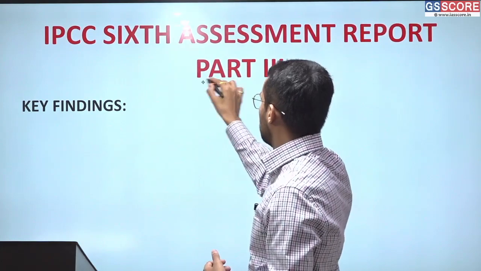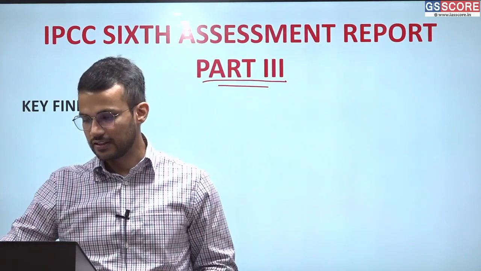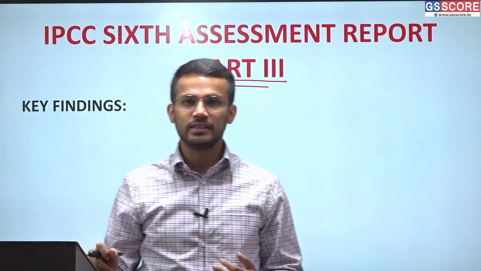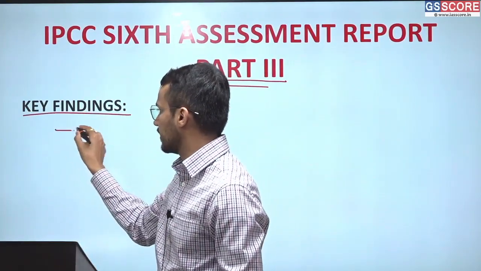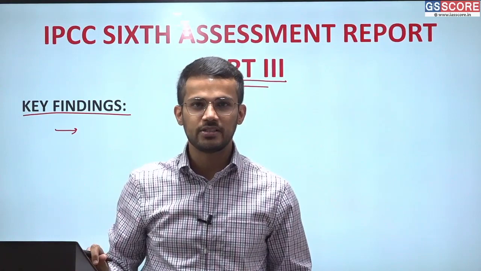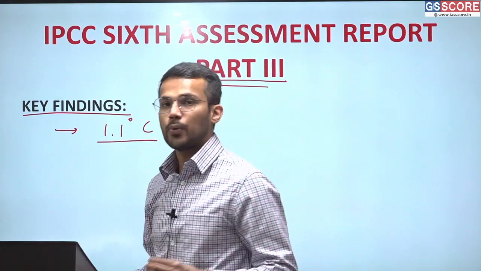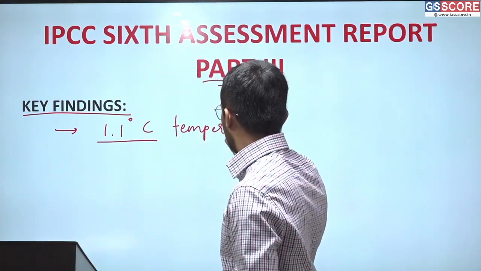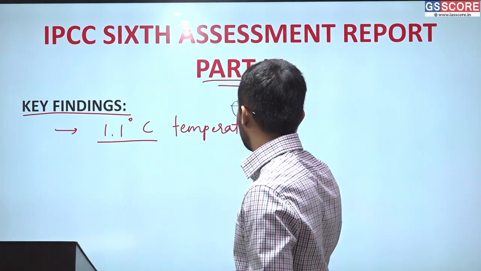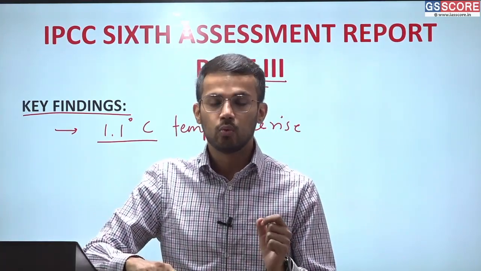Now let us discuss part 3 of the 6th assessment report, which was released recently. Under this part 3, let us discuss the key findings. So what are the key findings as per IPCC? As per IPCC, right now we have witnessed a 1.1 degree Celsius temperature rise over the pre-industrial level because of the emissions since the pre-industrial level. So right now we have increased global temperatures by 1.1 degree Celsius.